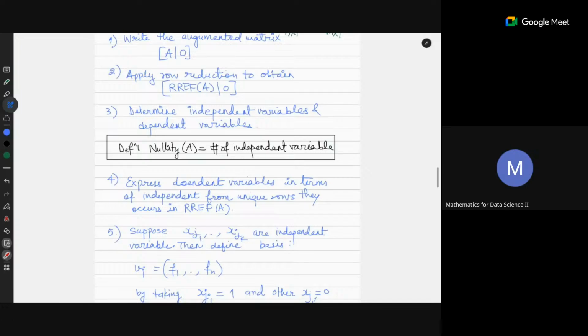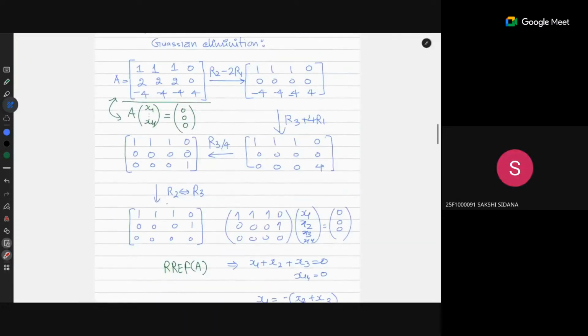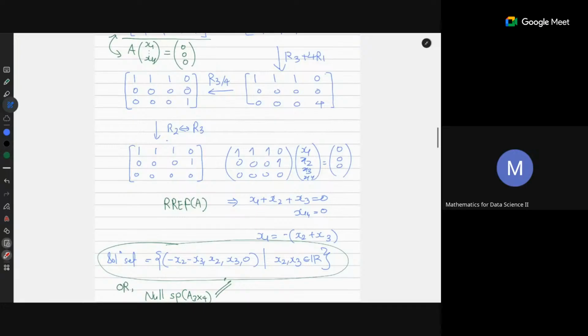Sorry to interrupt, sir. What do you mean by unique rows here in RREF form? Yeah, that's what I said, right? In each row there is only one leading term, and leading terms are the dependent variables. Leading term or the pivot element. So each row has only one pivot. Can a row have two pivots? No. So each row has one pivot, and that pivot is nothing but the dependent variable.